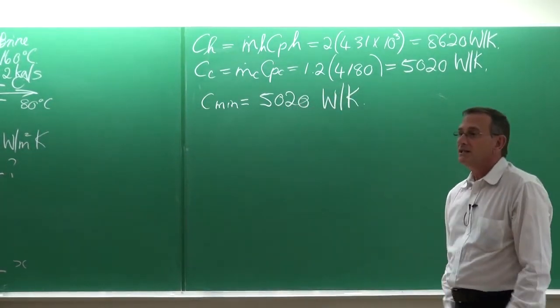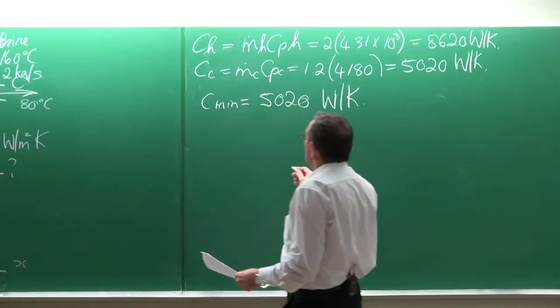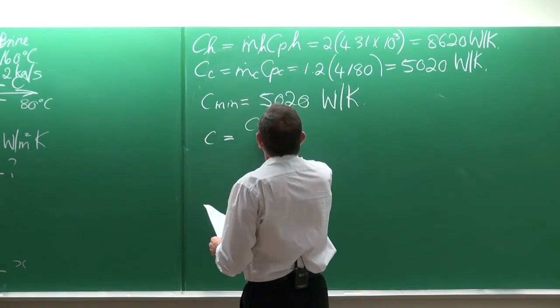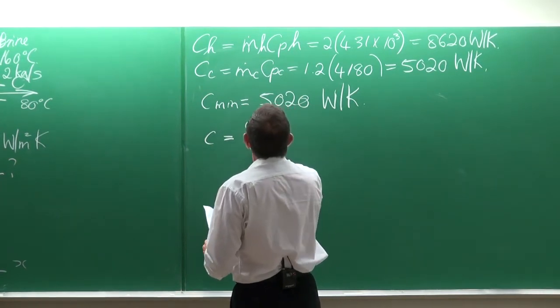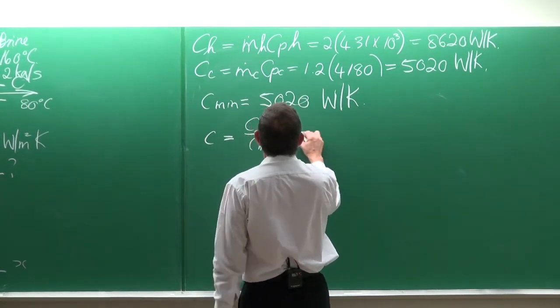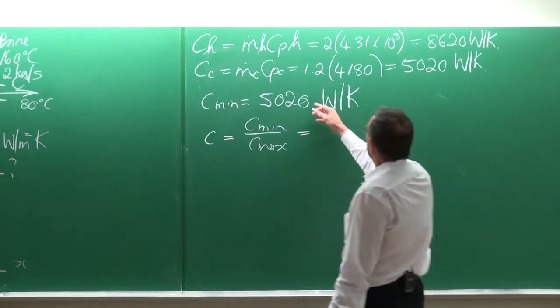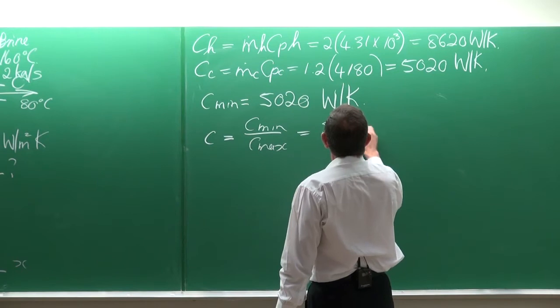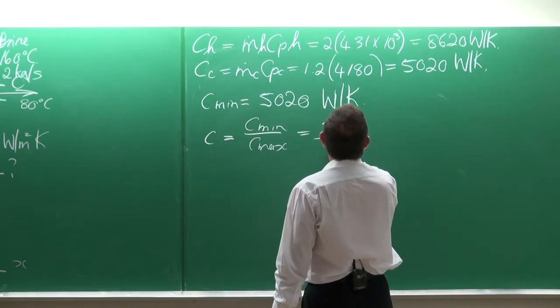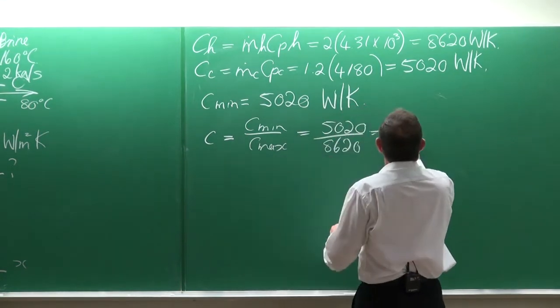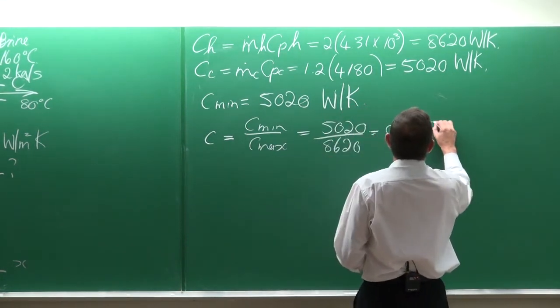Why do we need to get C minimum? Because we need to get C, which is the ratio of C minimum divided by C maximum. C minimum would then be 5,020. C maximum would be 8,620, and that would be equal to 0.582.